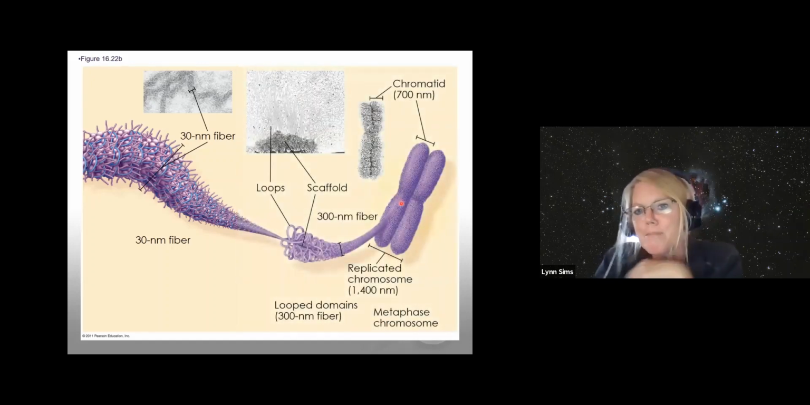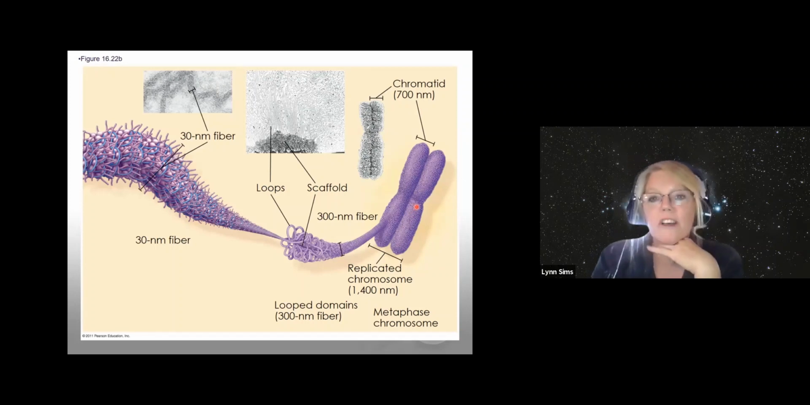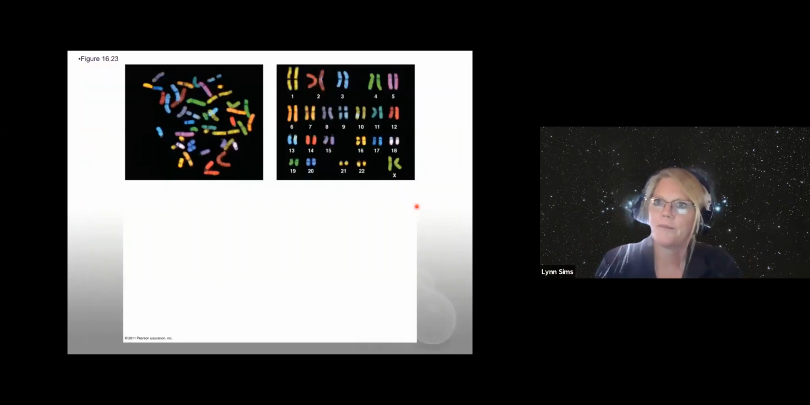And then by metaphase, you have this right here. You have the two chromatids tightly compacted and connected together, creating the metaphase chromosome. And it's these metaphase chromosomes that are extracted. So the cell is stopped at this stage right here, so that you can extract the metaphase chromosomes and line them up to create a karyotype.